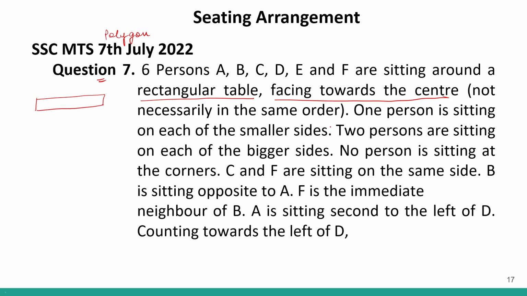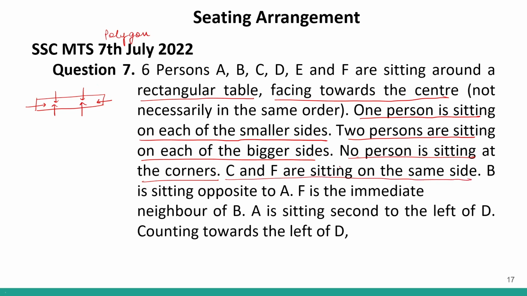6 persons are sitting. So one person is sitting on each of the smaller sides. So the smaller side is this. There is 1 person on each smaller side facing towards the center. Then there are 2 persons sitting on the bigger sides. So on each of the 2 bigger sides, we have 2 people sitting like this. So this is my arrangement. Now, we know that no person is sitting at the corner. So now we have 6 people, 1, 2, 3, 4, 5, 6. This is how we will arrange them. Now, it is given to us that C and F are sitting on the same side.